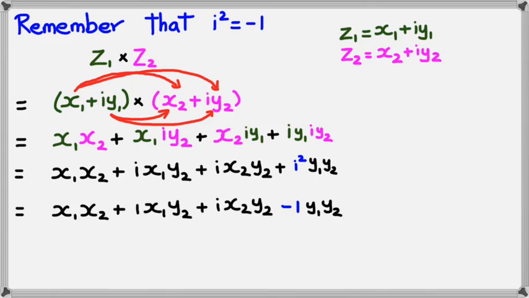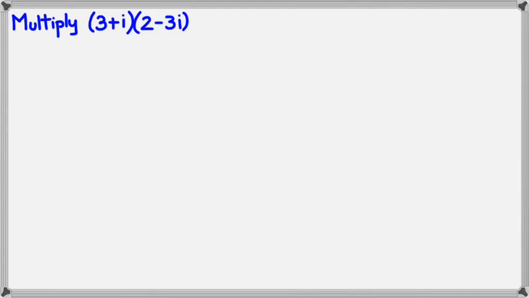That's pretty much the theory behind it. Let's look at a couple of examples, and hopefully you get the hang of it. So, on to the next slide. Okay, I would like to multiply these two complex numbers, 3 plus i multiplied by 2 minus 3i. Just write it as it is, and then treat it exactly like a quadratic expansion.